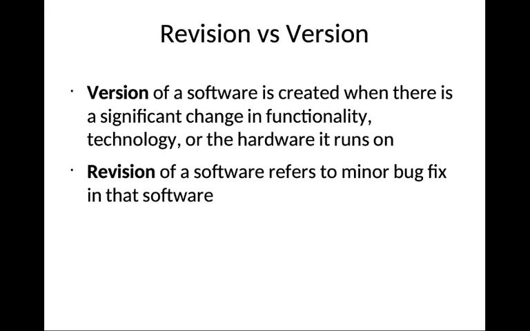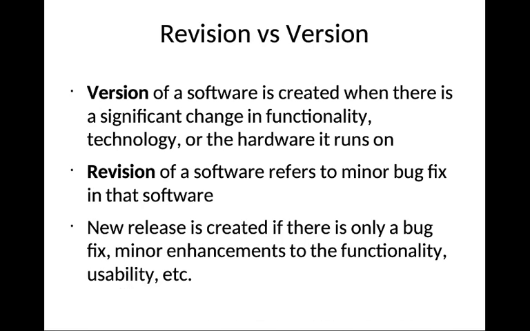Then what is a revision? A revision of software refers to a minor bug fix in that software. You are familiar with many apps, and daily you can see there will be some updates. These updates are actually revisions of the software to enhance the performance, or if there are some bugs, they will be detected. A new release is created if there is only a bug fix or minor enhancements to the functionality or usability. If you are changing the GUI, or adding some new themes, then all these are called new releases of that software. That's the difference between version and revision of the software.